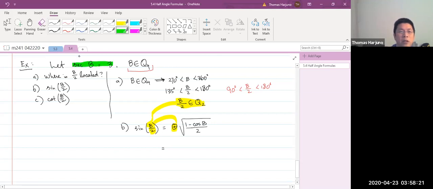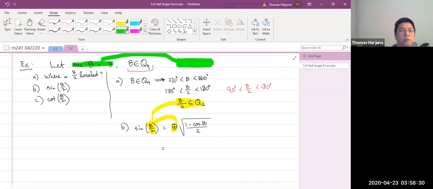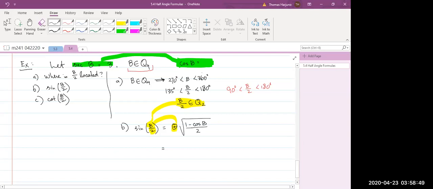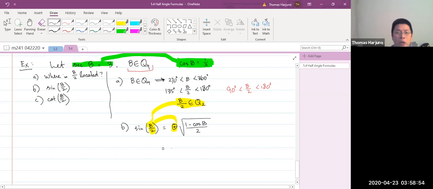Secant B is 3. So what will cosine B be? Don't think too hard. One over 3. That's right. It's 1 over 3. Okay, now that's what I will use here.